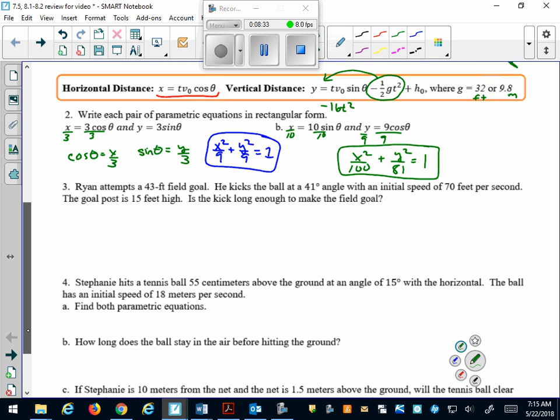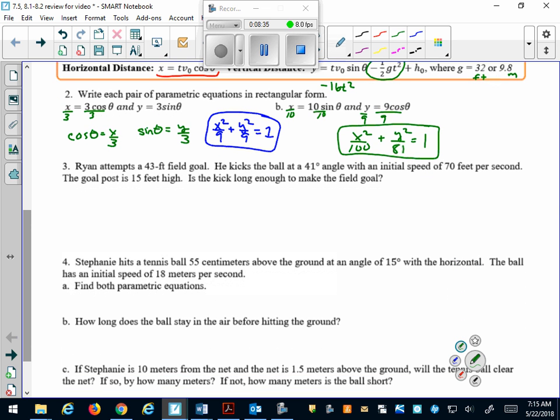Okay, let's do a word problem. Ryan attempts a 43-foot field goal. He kicks the ball at 41 degrees. By the way, on the answer key that I put on the back, I wrote the wrong answer down here for this one, so we're going to do it the right way this time. Okay, so Ryan attempts a 43-foot field goal.